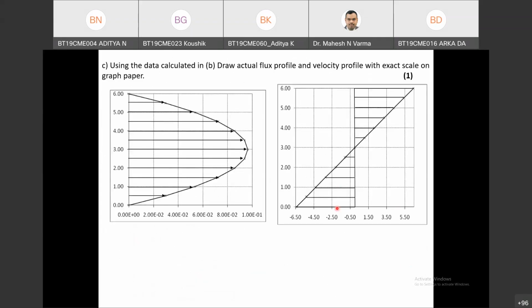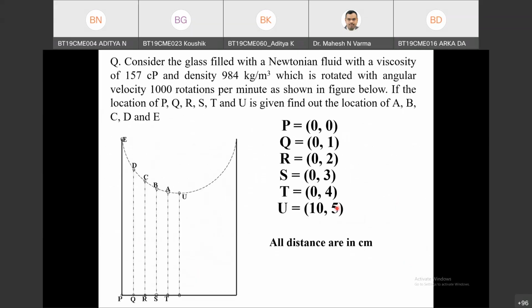So anyway, we will be covering this problem after the examination.